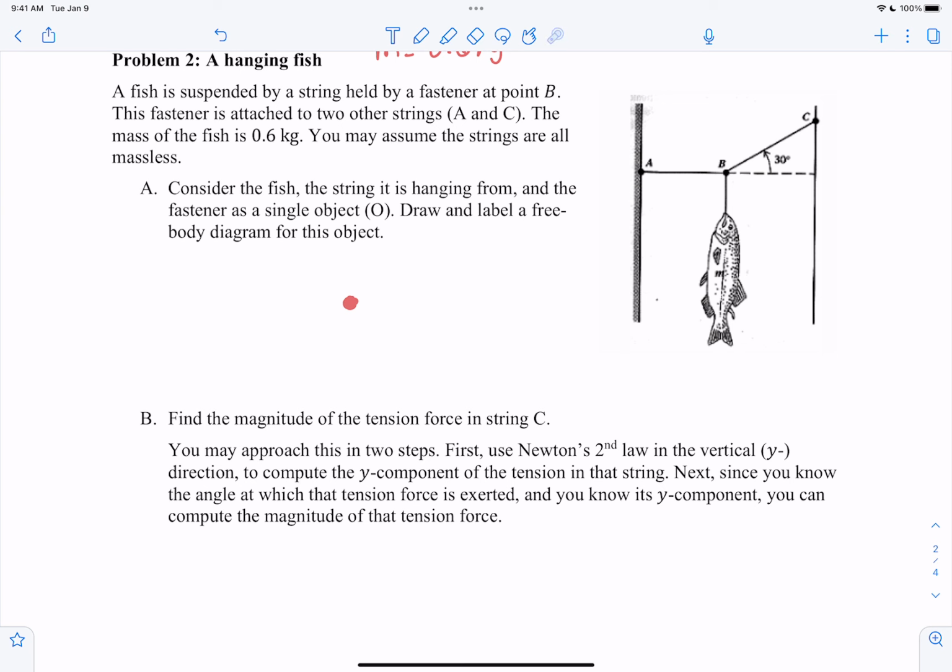So in that case, this little dot here is the fastener, the string, and the fish, right? And we know that the fastener and the string and stuff are massless components. So really, what forces do we have acting on the fish here? So gravity, yes. You have force of gravity, and that's due to the fish pulling it down.